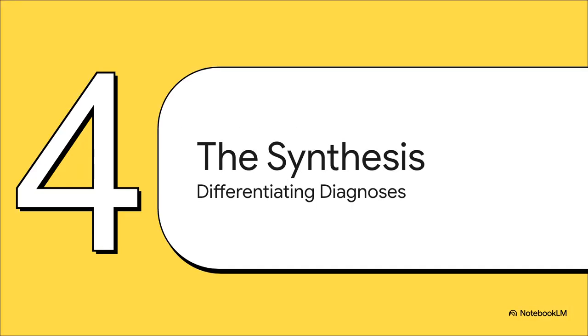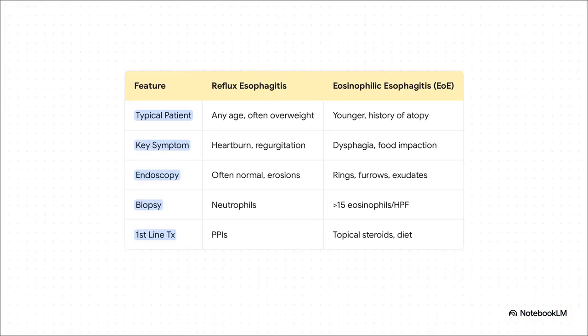All right, time to put it all together. This is where we synthesize all the key features that are going to help you tell one cause of esophagitis from another when you're faced with a patient. This table is pure gold. Seriously, it lays out the patterns so clearly. Look at the difference. For reflux, you're thinking heartburn in a patient of any age. For EOE, you're thinking food getting stuck in a young person with allergies. The scope findings are different, the biopsies are different, and most importantly, the treatments are completely different. This is a fantastic review slide.